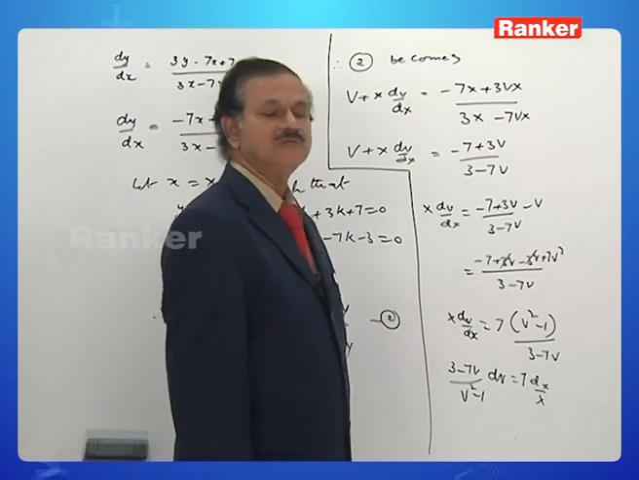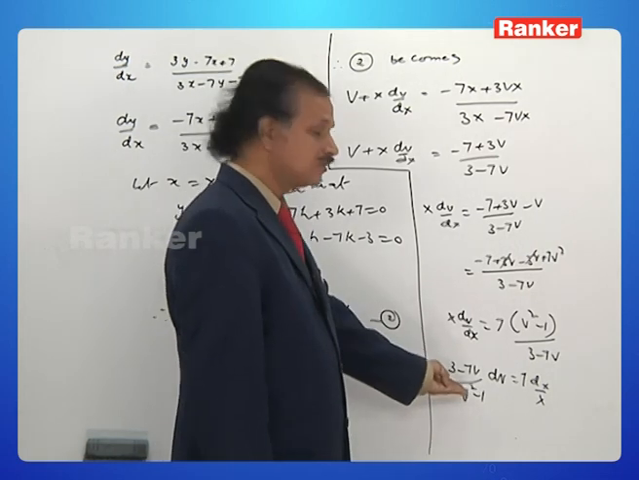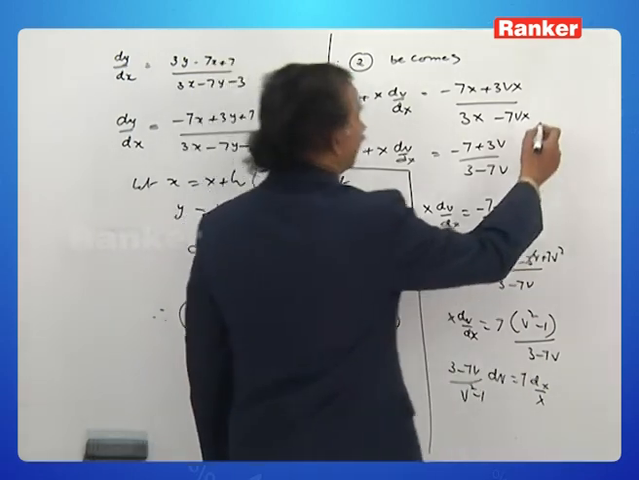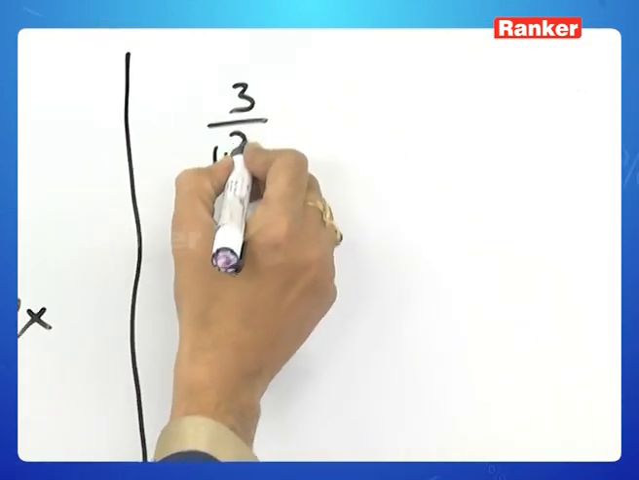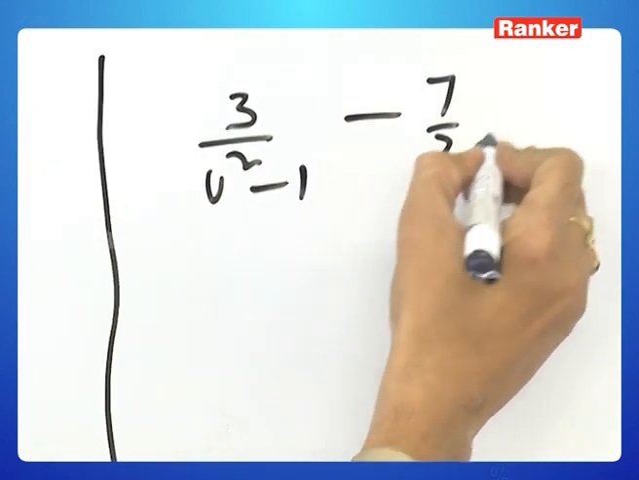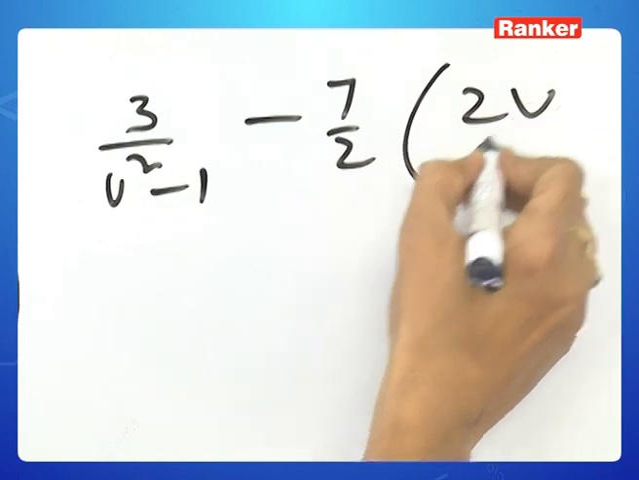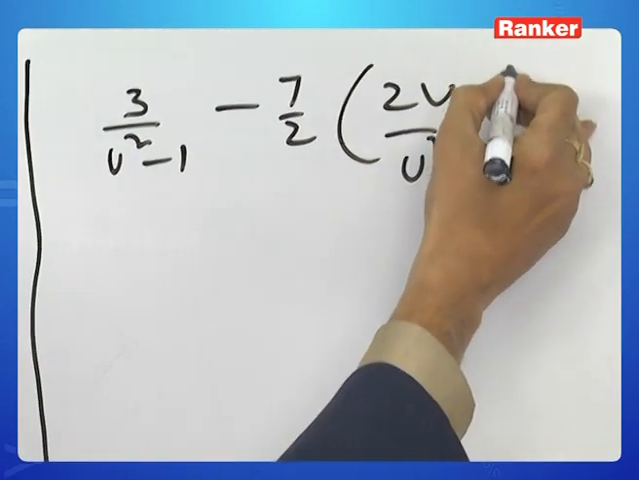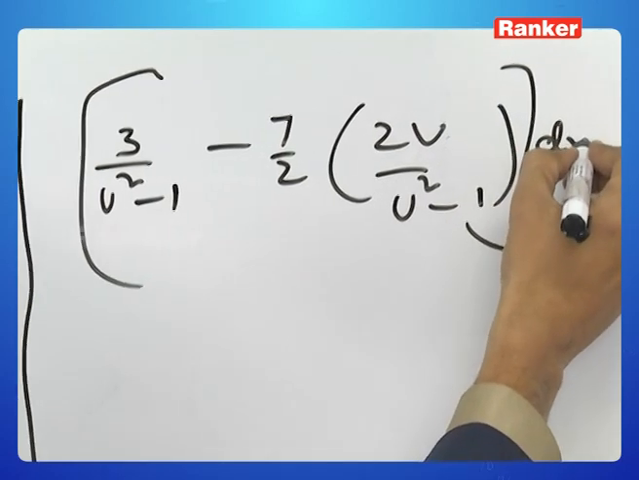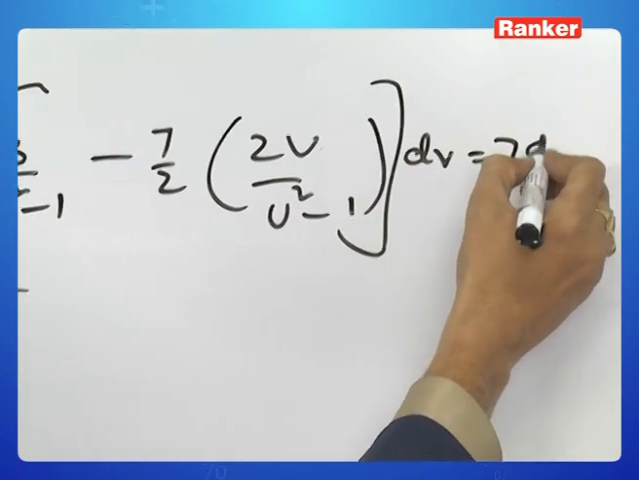Now, in order to integrate it, this may have to be split into 2 parts. What are they? 3 by v square minus 1 minus 7 by 2 into 2v by v square minus 1 dv is equal to 7 dx by x.